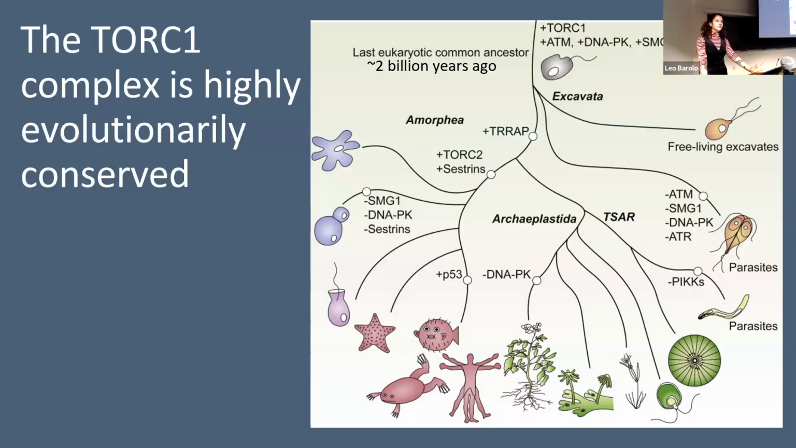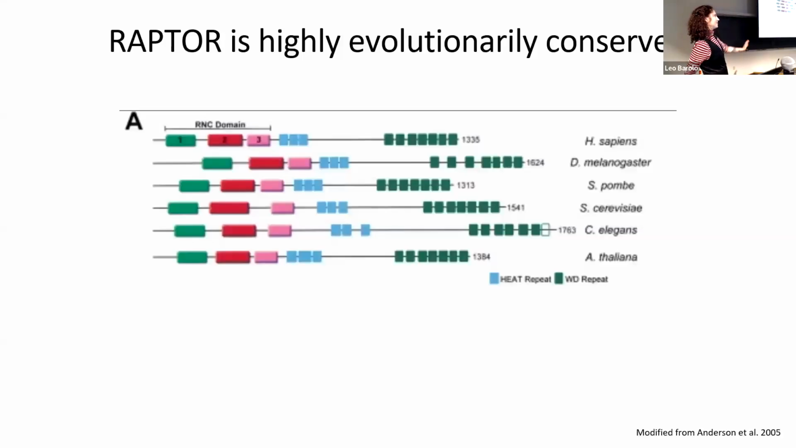One thing that's particularly interesting about TOR and the TORC1 complex is that it's highly, highly evolutionarily conserved and was found in the last eukaryotic common ancestor, which was about 2 billion years ago. As you can see on the top there, I'm going to use the laser pointer, TORC1. And then later, TORC2, which is only found in mammalian systems, evolved as well as many other things. But TORC1 includes Raptor, LST8. All of those things are very highly evolutionarily conserved. Therefore, it rather goes without saying that Raptor is highly evolutionarily conserved.